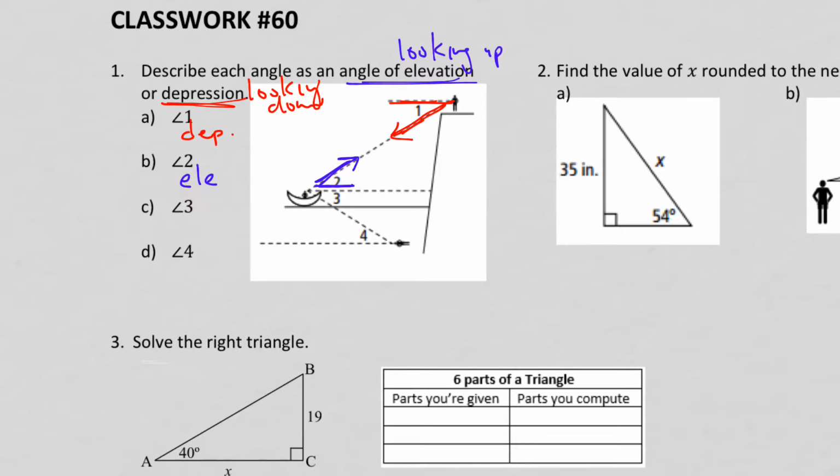Angle 3, here's the guy in the boat looking down at a swimmer. So again, if he's looking down at a swimmer, that's an angle of depression. And then lastly, angle 4 is going to be the swimmer looking up at the man on the boat. So if you're looking up, that's an angle of elevation. So elevation for this one.